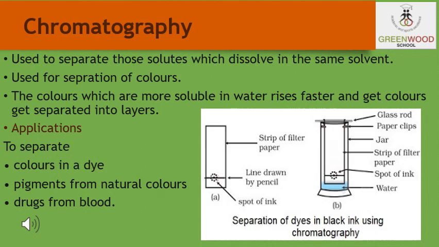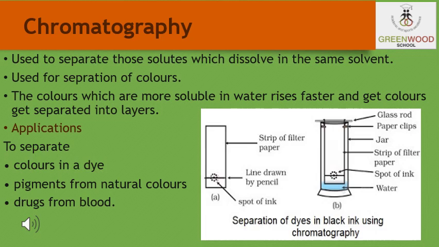Let it dry. Now lower that filter paper into a glass jar or beaker containing water, so that the drop of ink on the paper is just above the water level as shown in the figure, and leave it undisturbed. Watch carefully what happens as the water rises up on the filter paper.